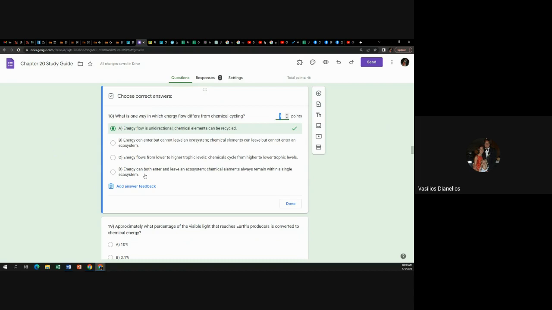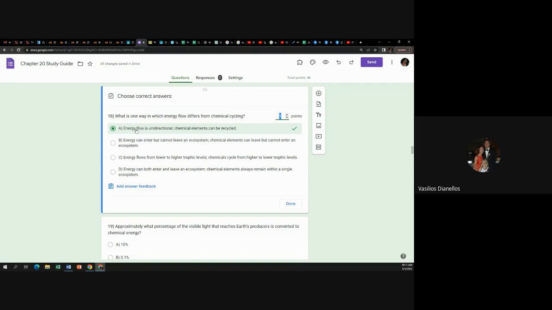Not true, right? Because some of the leaves in the forest ecosystem in Kanawha State Forest will fall into Davis Creek, which is a river ecosystem. So therefore, it's gone from one ecosystem to the other. The correct answer for 18 is A. Any questions about that?